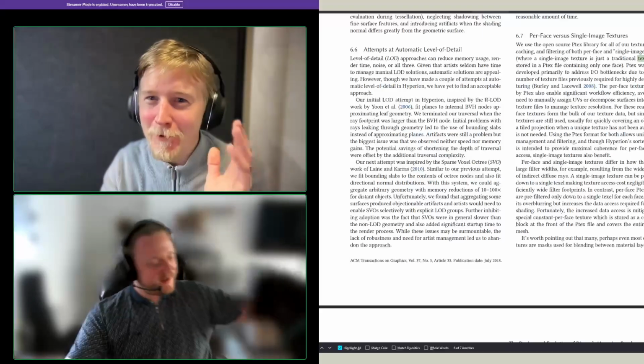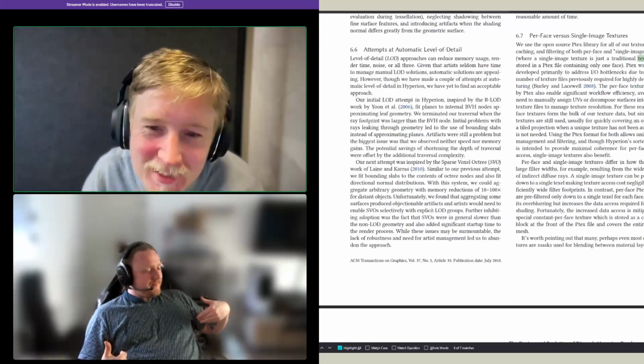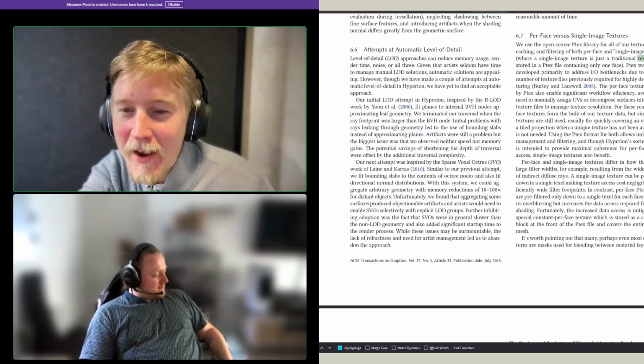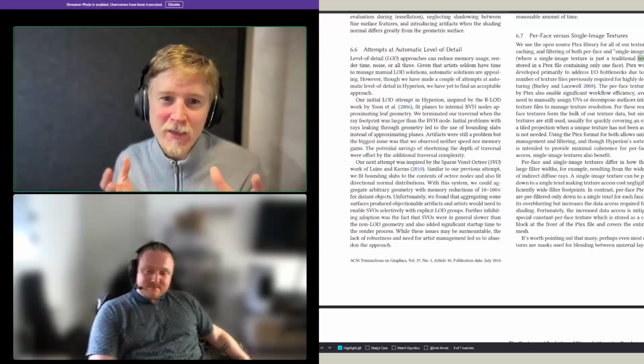Here's a pattern. Repeat. So yeah, that's texture maps. And as an artist, the impression I get is that's what they spend a lot of time on.